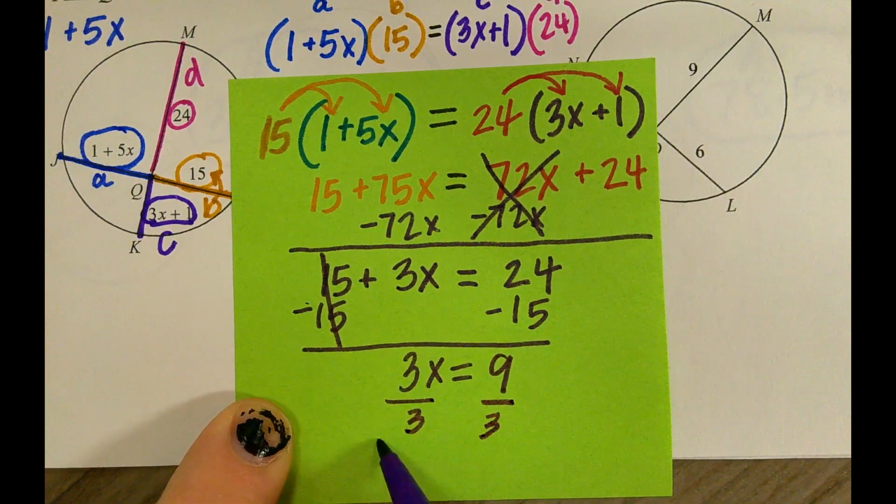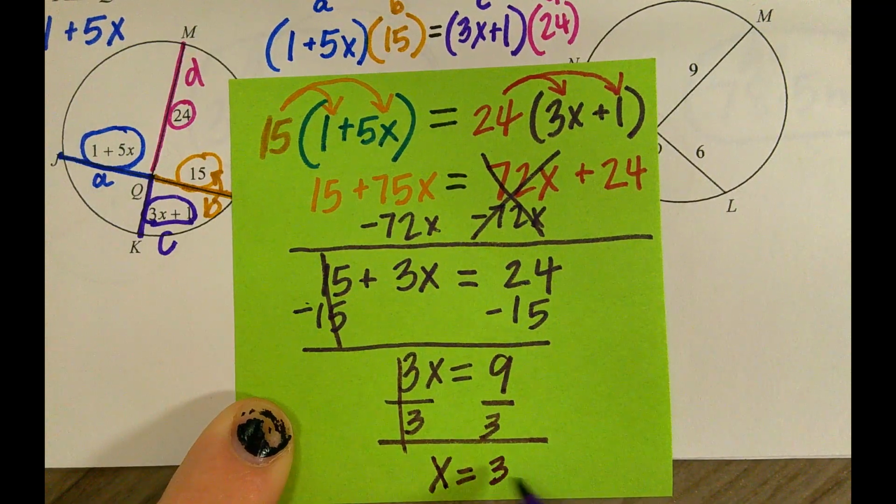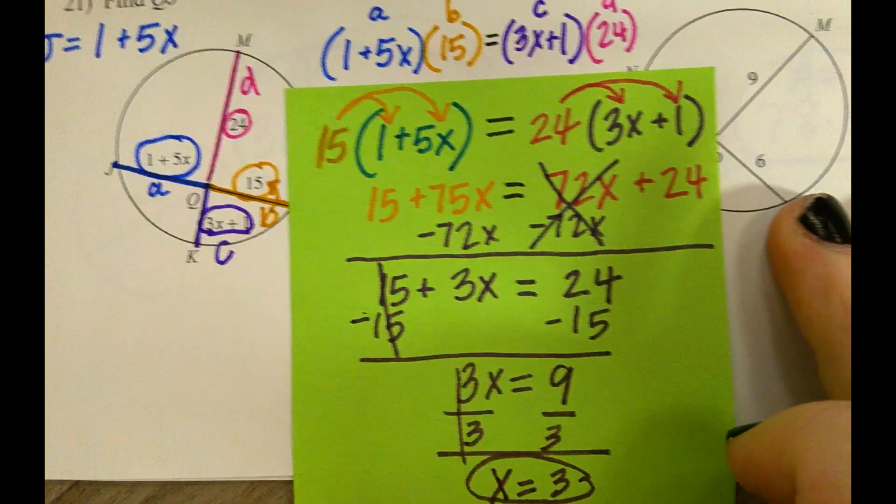Divide by 3, that'll give us x. 3. Good. So x equals 3. I'm going to write a note. This is number 21.